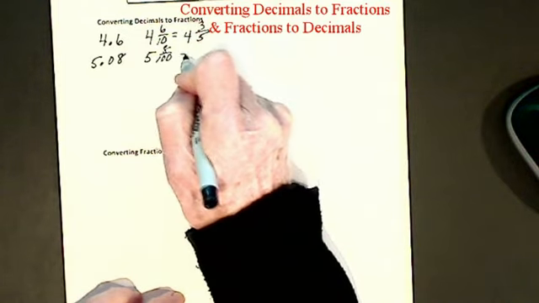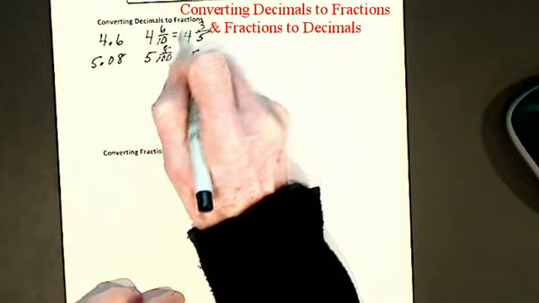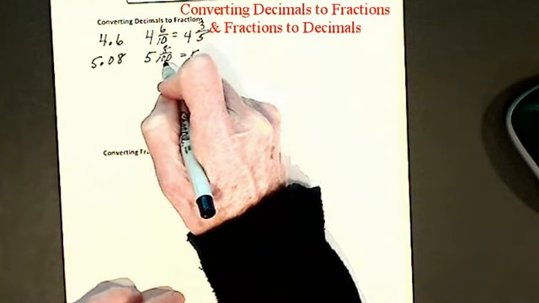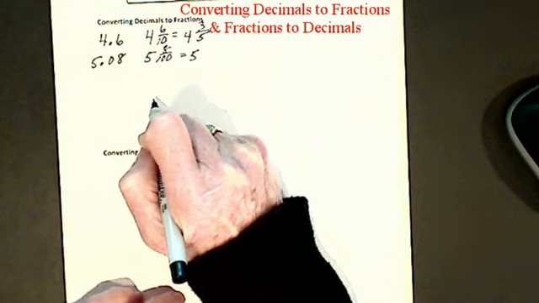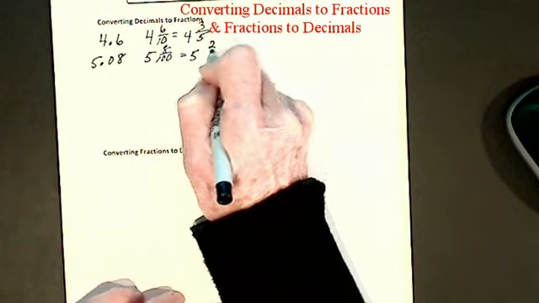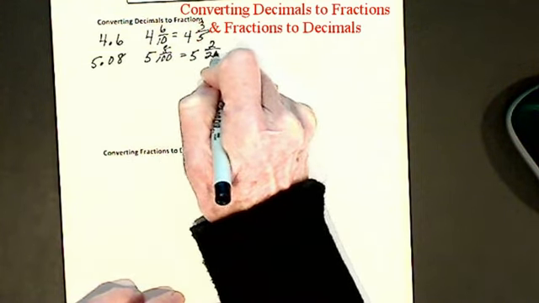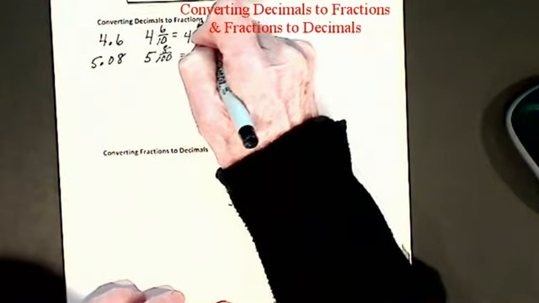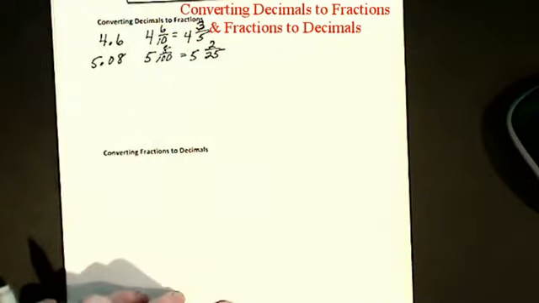So my 5 stays. They're both even numbers. I can divide 2 into both, or I can see that 4 goes into 8 twice, and 4 into 100, 25. And I get 5 2/25. Make that just a little darker.